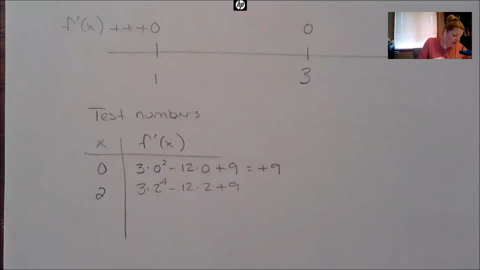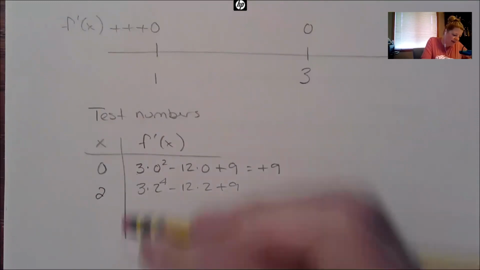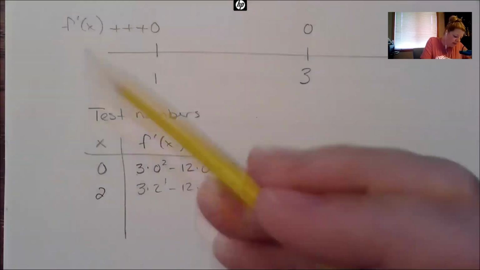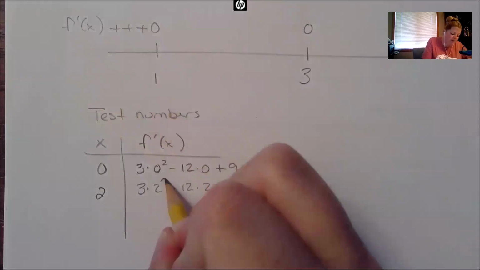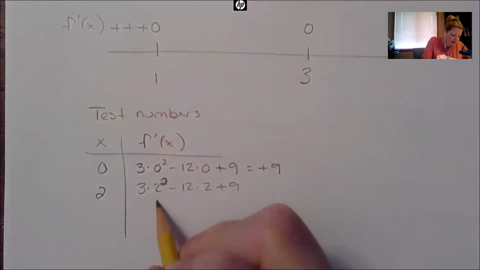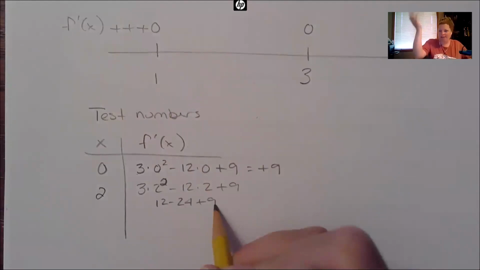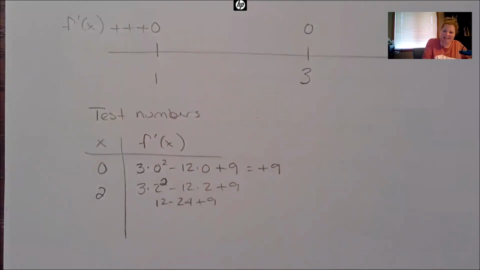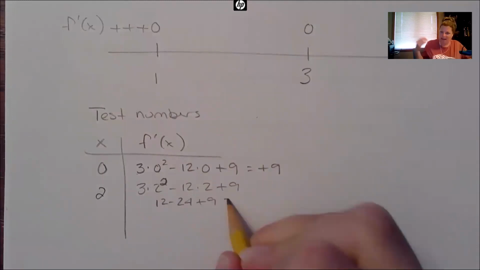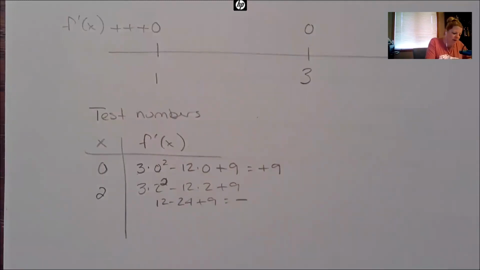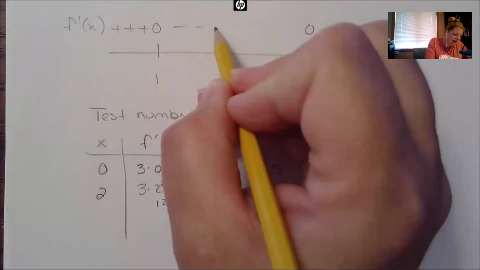Well, 12 times 2 is 24. 2 squared, I don't know why I did it to the 4th, I think I was thinking 4, but this should be just squared. So that's 12. So we're going to have 12 minus 24 plus 9. 12 minus 24 is negative 12, plus 9 is going to give me a negative. See that it ends up being a negative? We don't really care about the number, you could write it out, that's fine.